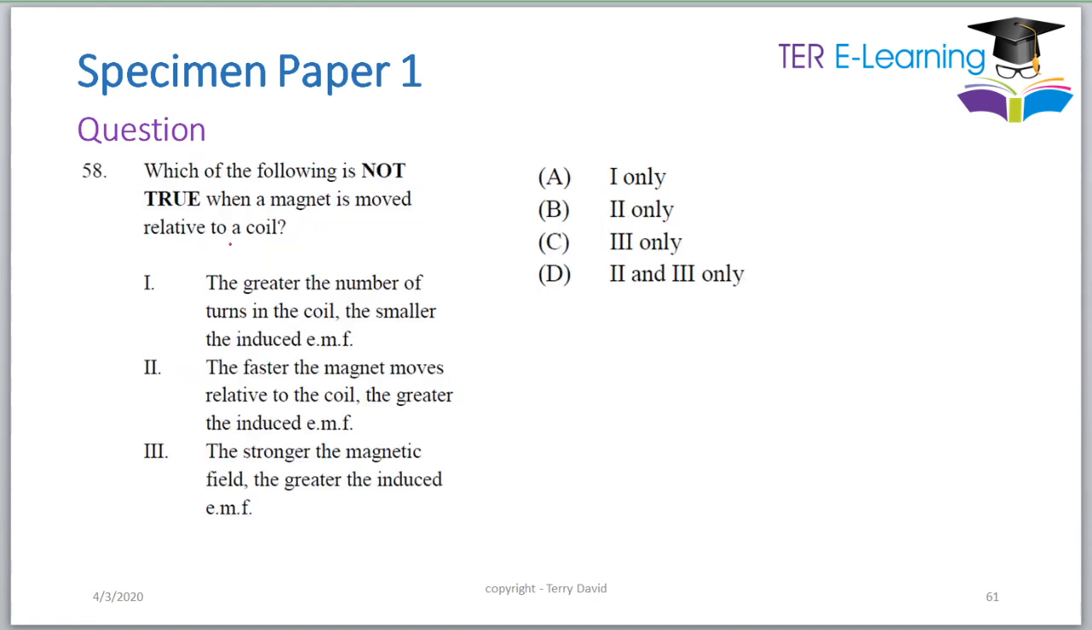Number 58. Which of the following is not true when a magnet is moved relative to a coil? The greater the number of turns on the coil, the smaller the induced EMF. Now let's see which is not true. When it comes to these multiple choice questions, you need to read them carefully because they could be trying to trick you, basically. Right?